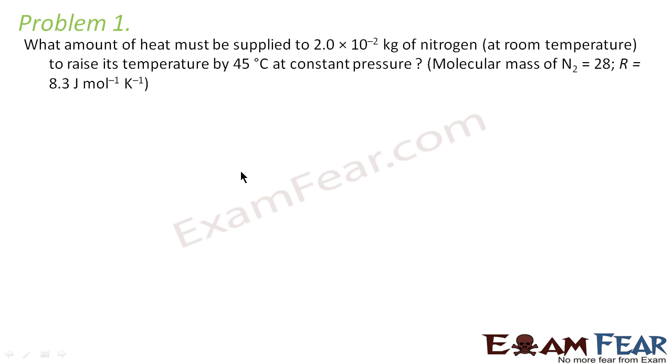It asks, what amount of heat must be supplied to 2 into 10 to the power minus 2 kg of nitrogen at room temperature to raise its temperature by 45 degrees Celsius at constant pressure. Molecular mass of nitrogen is given as 28 and the universal gas constant is given as 8.3 joule per mole per Kelvin.